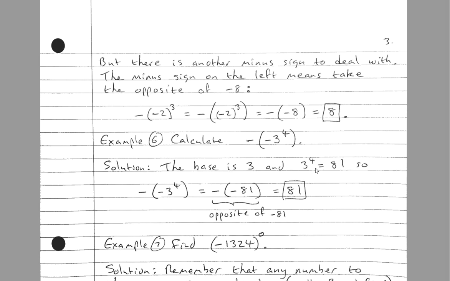If you remember, 3 to the power 4 is 3 times 3 times 3 times 3. You could think of that as 9 times 9. That's 81. So this piece is 81. We need the opposite of that, so that's negative 81. And there's another minus, so we need the opposite of that. The opposite of negative 81, we're back to 81.